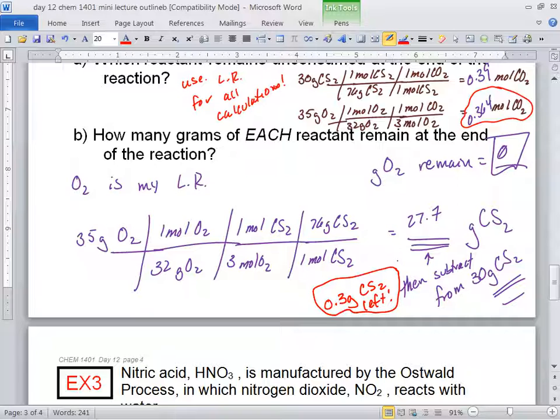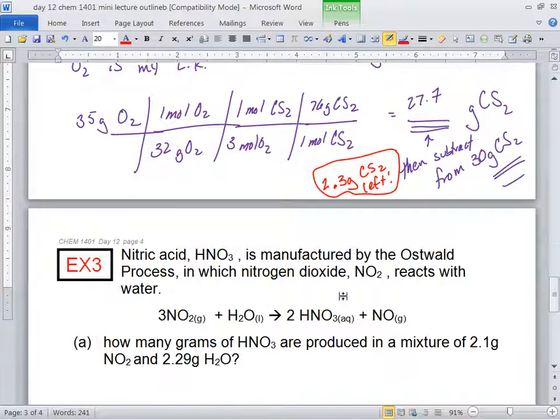No? Oh, so did I do my... You didn't get 27.7? Oh, see, I can't do anything in my head. Dylan is so sad. So it should be 2.3, right? That is so sad, isn't it? So you should get 2.3. So keep going.